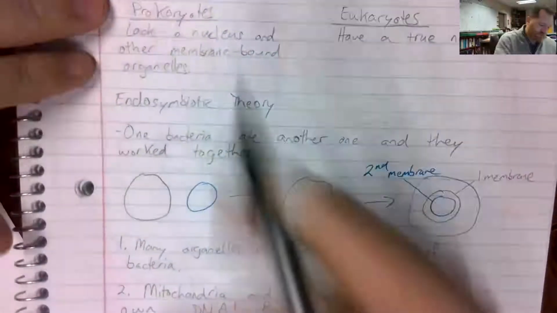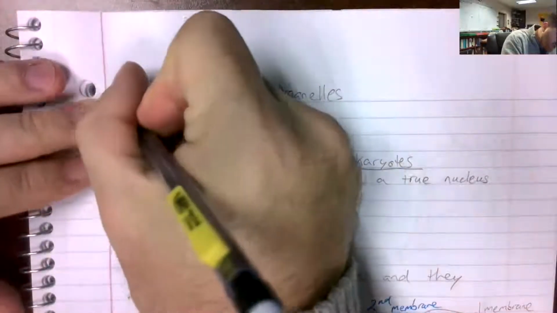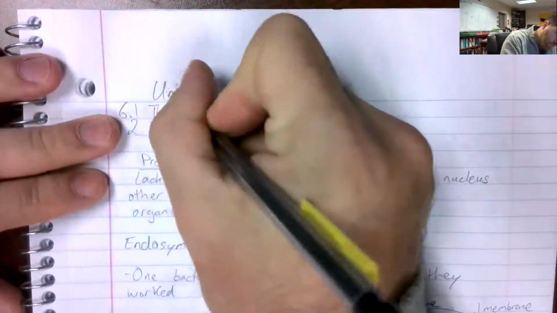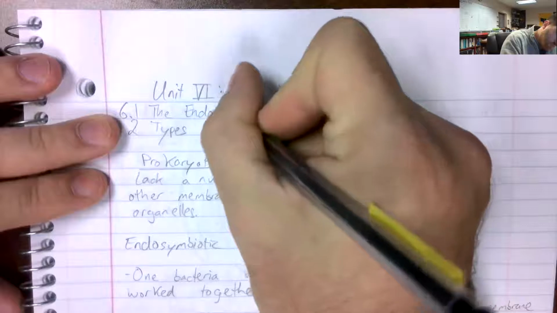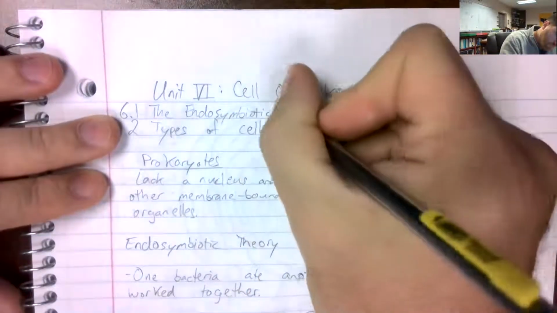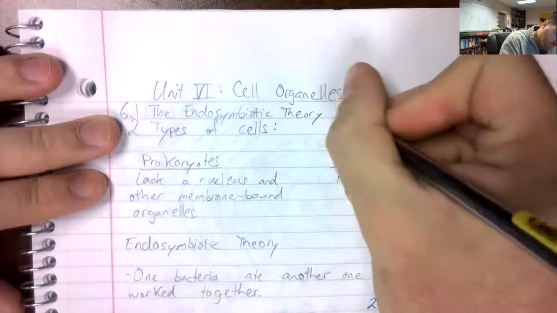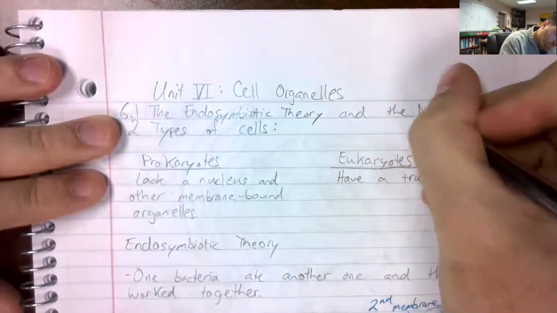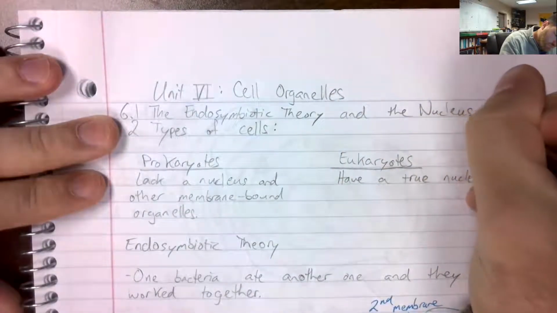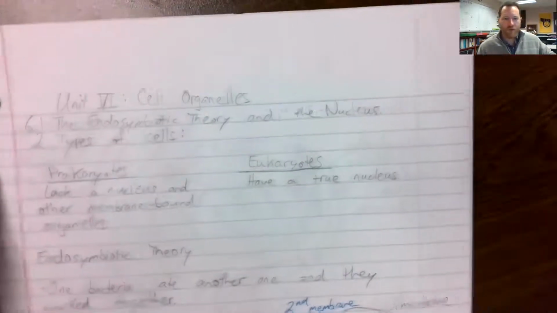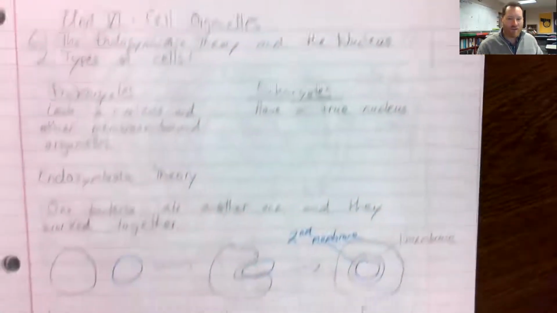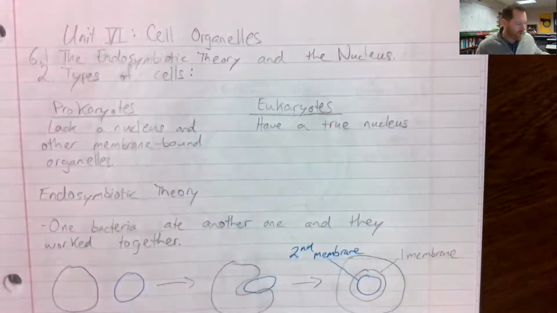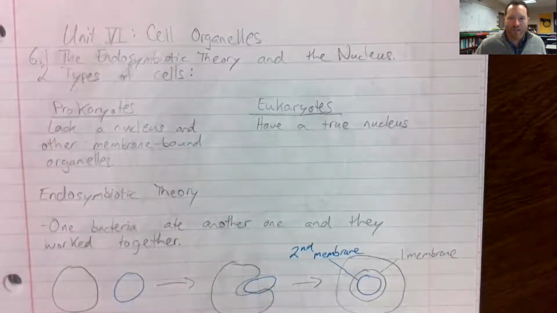One thing I forgot to do, and I go back to the very beginning of today's notes, is give this section a title, give the unit a title. How about the section? This is 6.1. And we covered here the endosymbiotic theory and the nucleus. All right, we'll be back tomorrow for 6.2. I'll see you then.